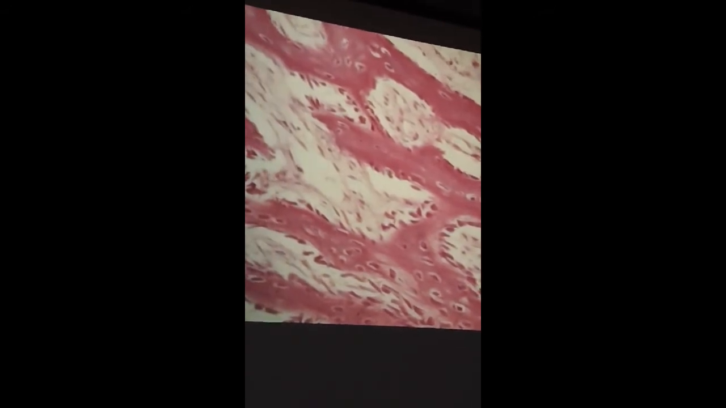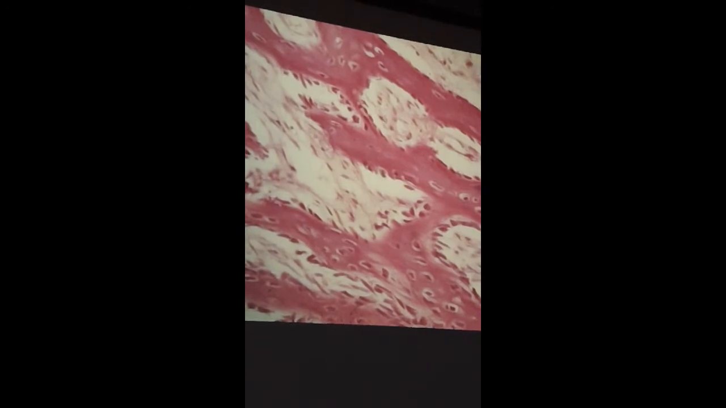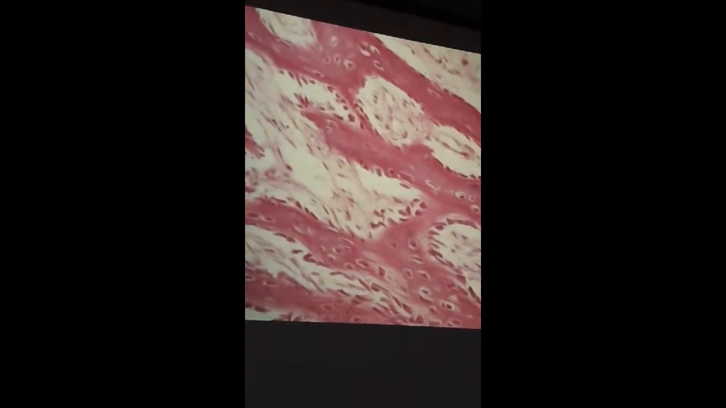What bony cell, what do we call a cell that's in a lacuna completely surrounded by matrix? Osteocyte.